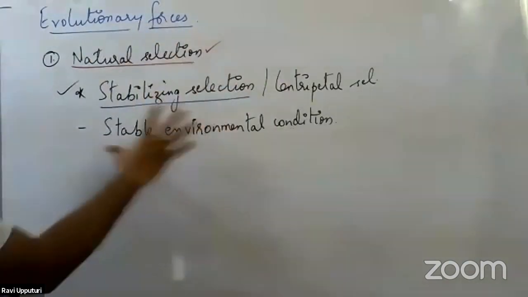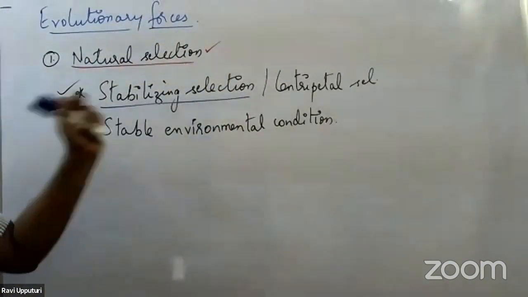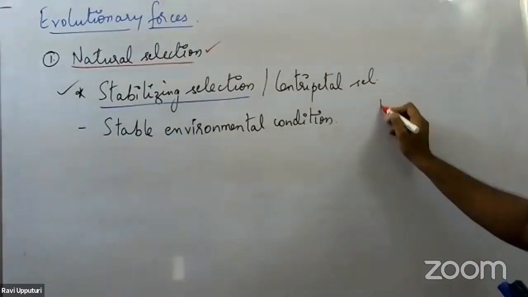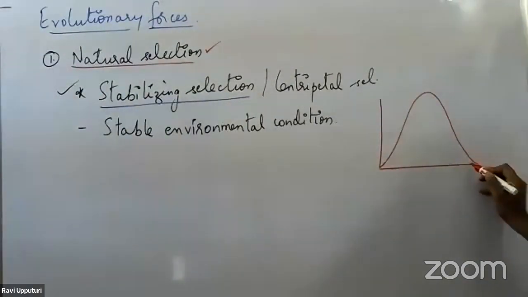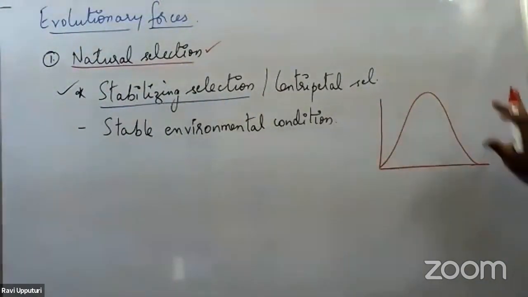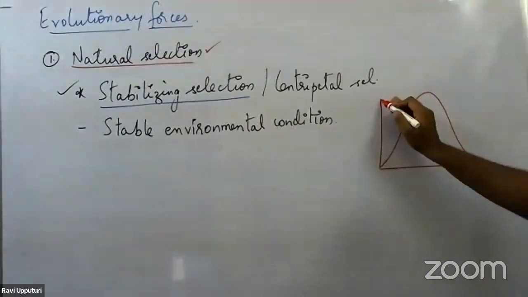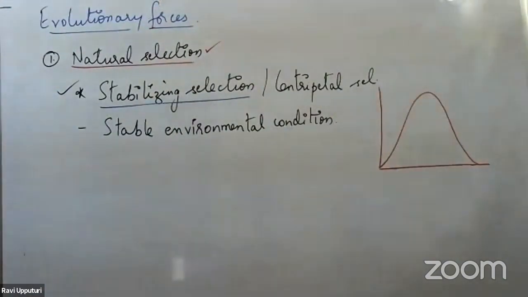Now, what exactly happens in this type of selection? One thing you need to remember here is this curve, which we usually call the phenotypic distribution curve.